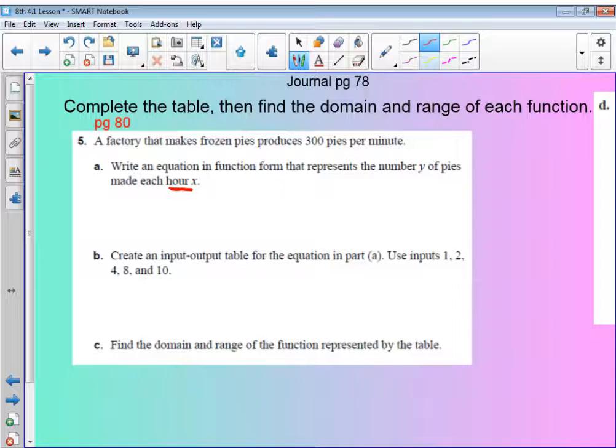So if they could do 300 pies per minute, well, we've actually got 60 minutes in an hour. So we're going to have to take 300 pies times 60 to figure out how many it could do per hour. So if I do 300 times 60 minutes, that is going to give me what, 1,800? No, 18,000. I forgot I would need 3 zeros. So we can do 18,000 pies per minute. And they wanted hour, or not per minute, per hour.